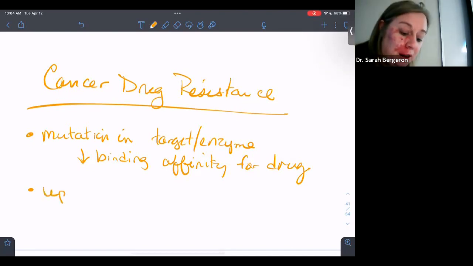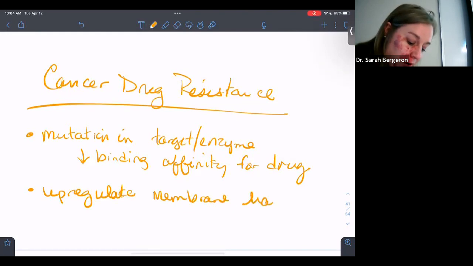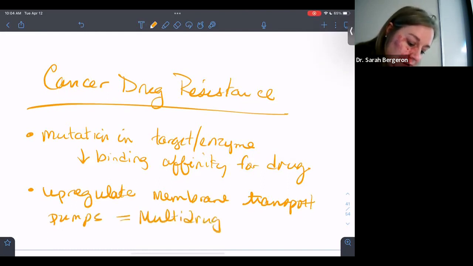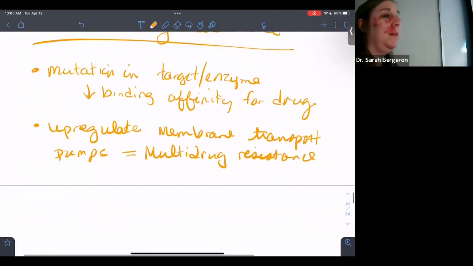So they upregulate membrane transport pumps. That is multi-drug resistance. Do you see how the first one is different from multi-drug resistance? It's only one drug, right? It's a very, very specific drug.